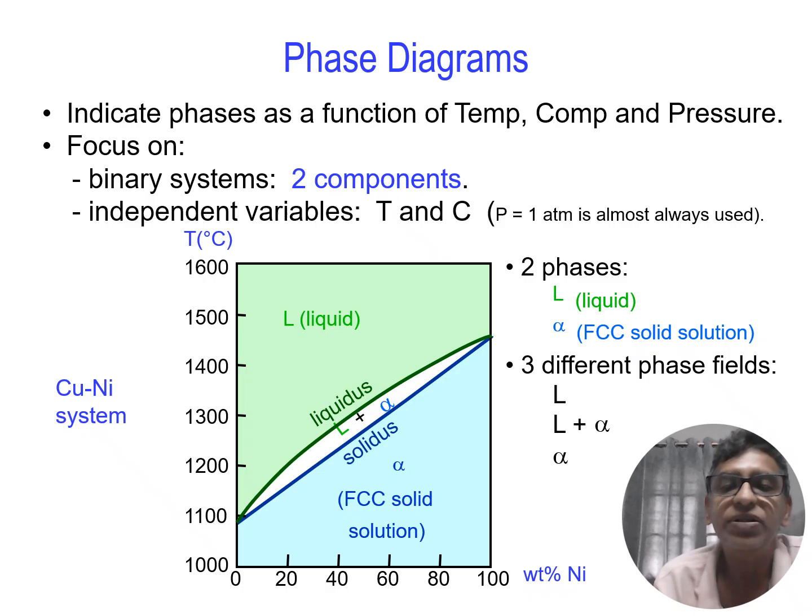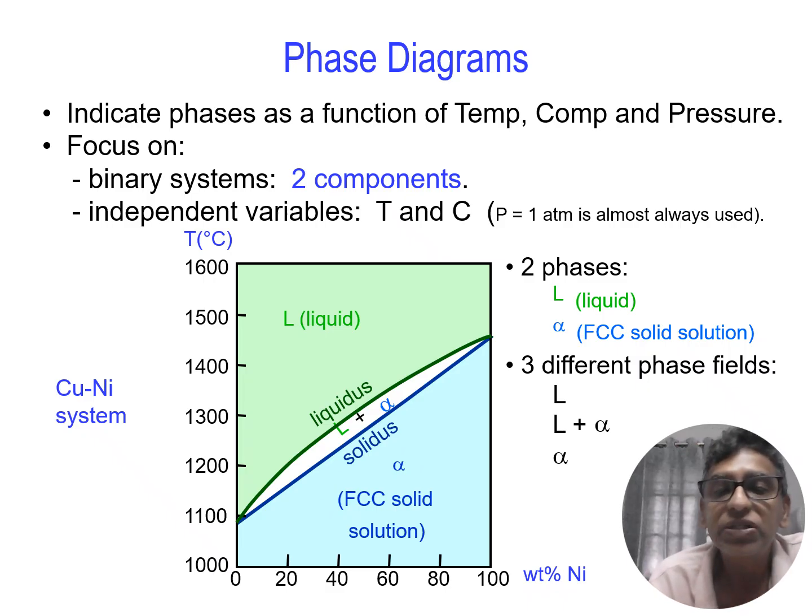Focus on binary systems, two components. We have two independent variables, temperature and composition. Always you are maintaining pressure at 1 atmosphere. The y-axis we have taken temperature in degrees centigrade, whereas in the x-axis we have taken the composition. This indicates a copper nickel system.